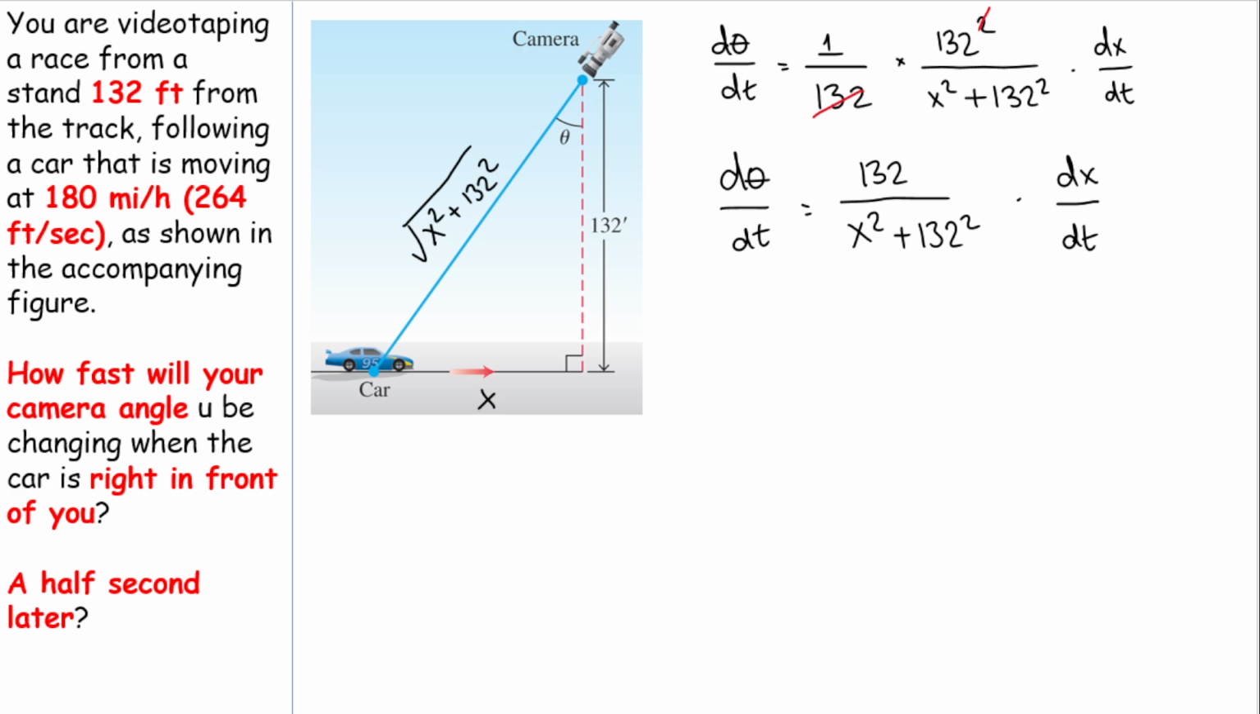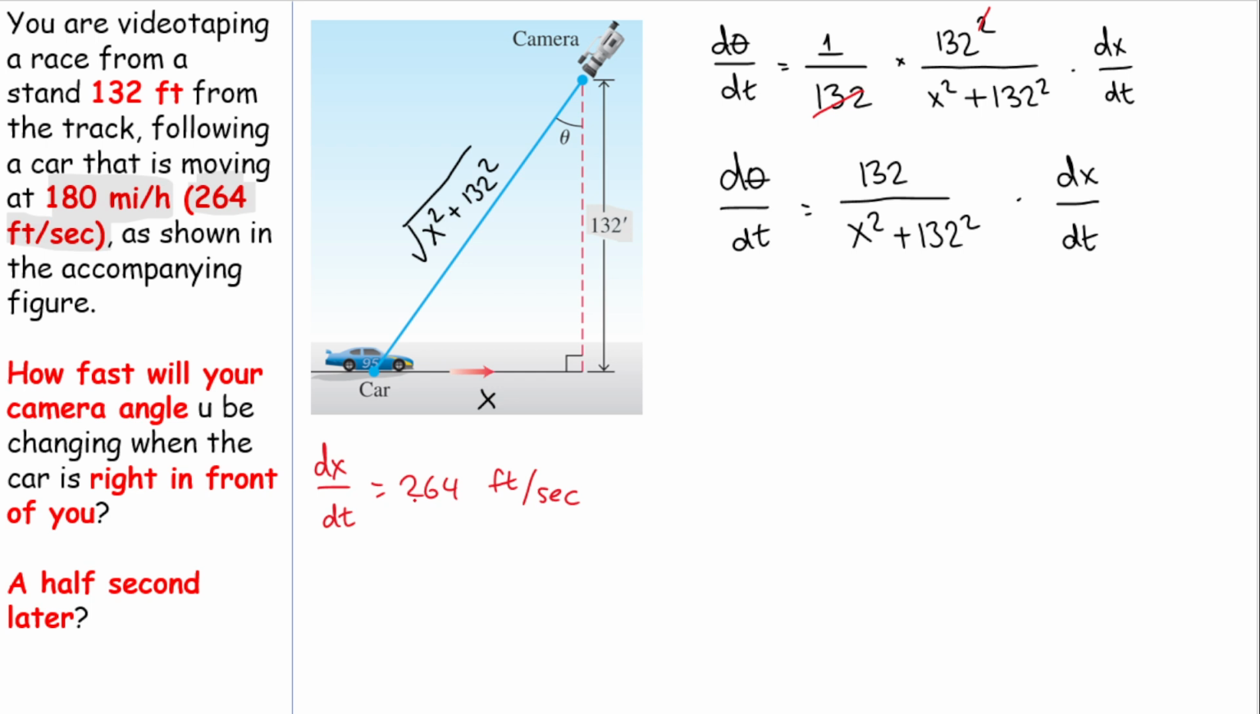But we need to see what situation we need to find the number that is plugged in. We know that this car is moving at 180 miles per hour, or we are given the conversion here, which is 246 feet per second. And because this 132 is in feet, I think I just use this one here. So I will have dx dt, that will be 264, and the unit will be feet per second, right? dx is in feet and dt is in seconds.